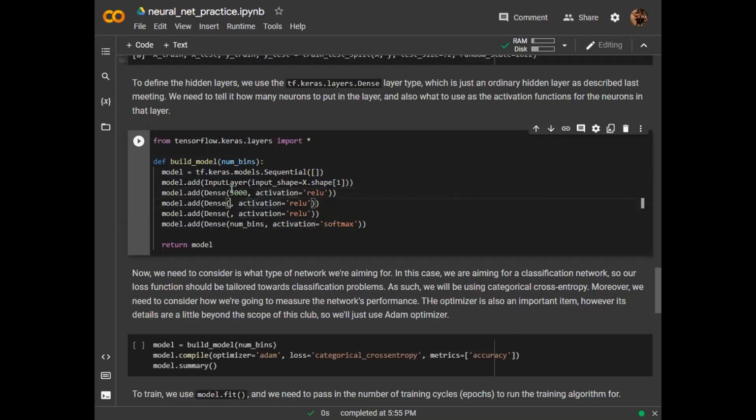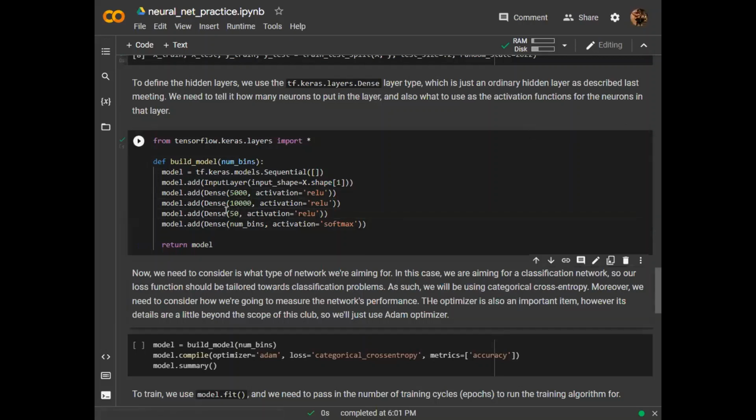Cool. Next one. How many neurons do we want? 10,000. 10,000. All right. Wow, that went a lot higher than I was expecting. Sure. And last of all, how many neurons do we want? Need a third number. 50. 50. Cheers. Thanks.